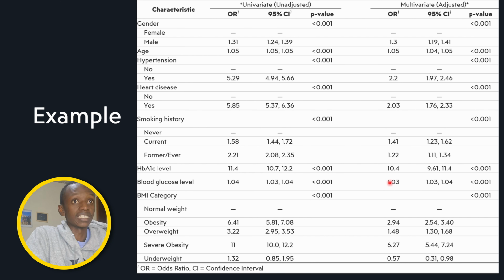When we have an instance of BMI category here, where underweight individuals have 0.57, we interpret this as underweight individuals having 0.57 times the odds of diabetes compared to those who are normal weight. Alternatively, you can use percentages, but for this video we're explaining using the odds ratio.